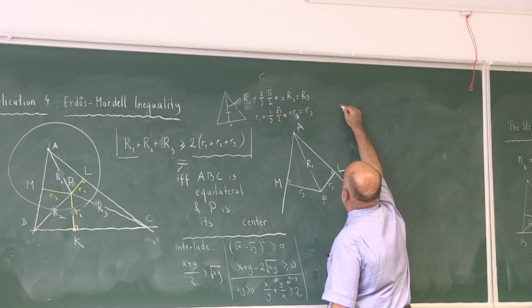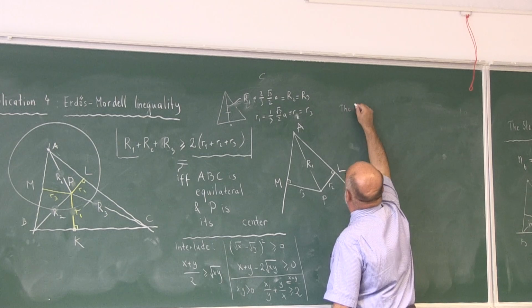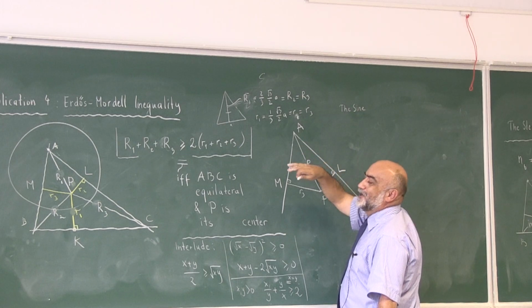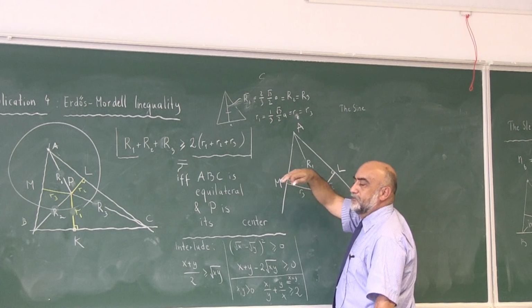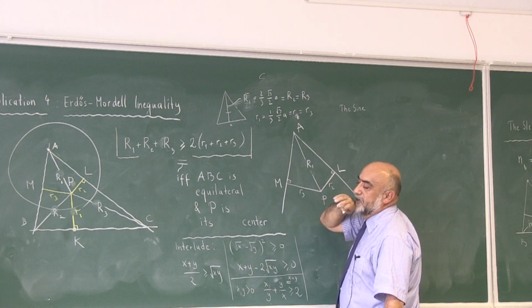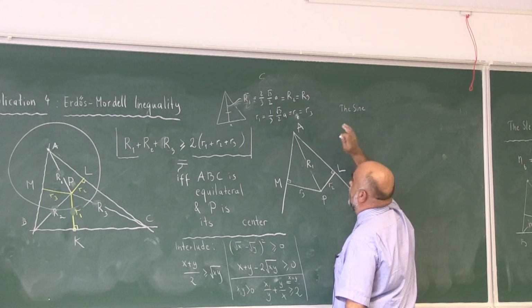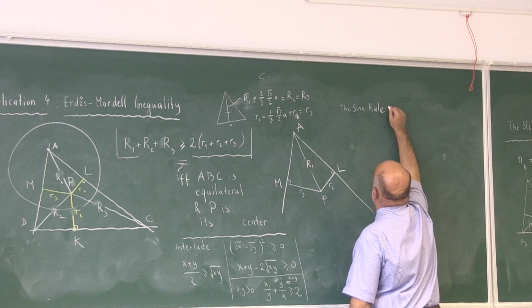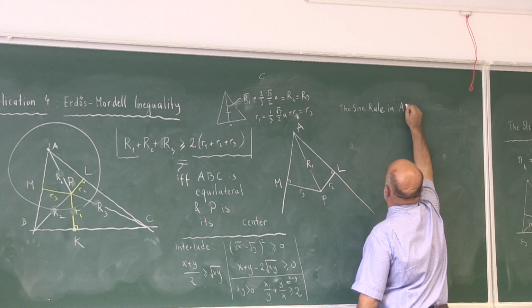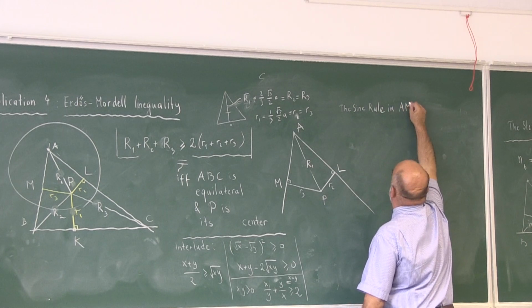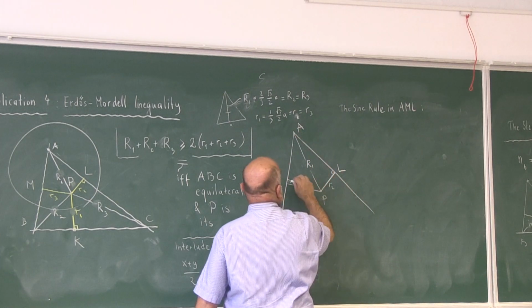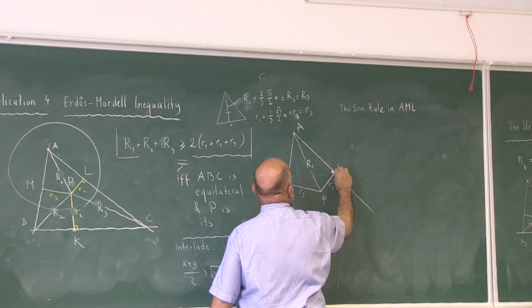I will, of course, use the sine rule now first. In the proof of this inequality, I'm using the sine rule as well as the cosine rule. But the use of the sine rule is rather fleeting. The sine rule in the triangle AML, so that's something like this.